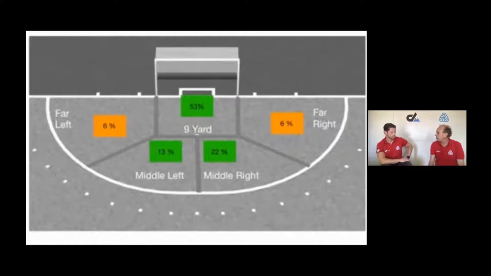Yeah. Because in these stats, I think at the end I want to end up in the 9 yards, because there I get the biggest chance to score. And you saw almost all low balls are goals.